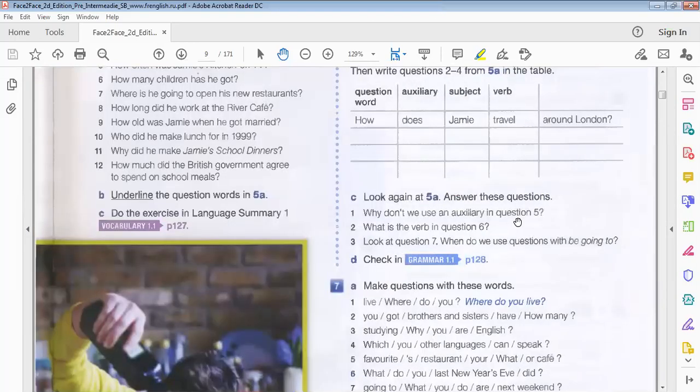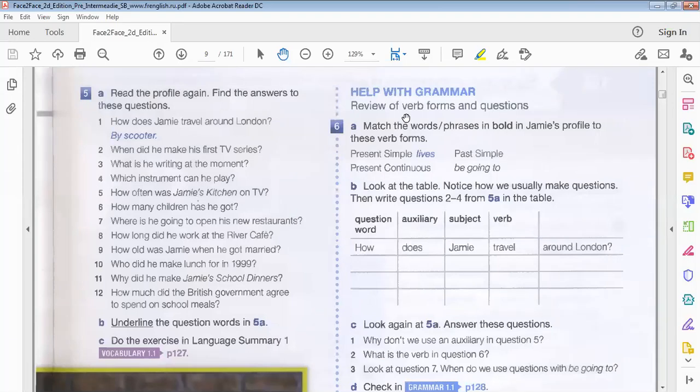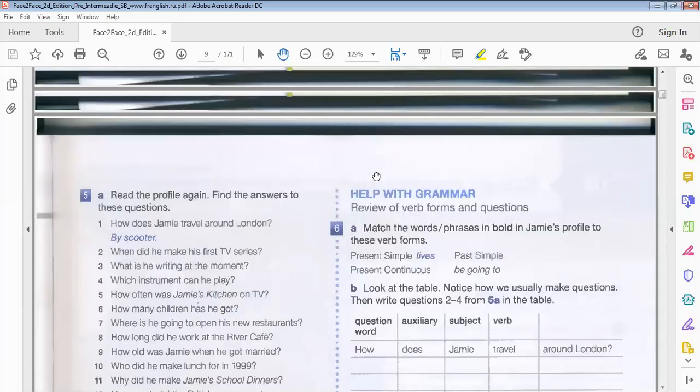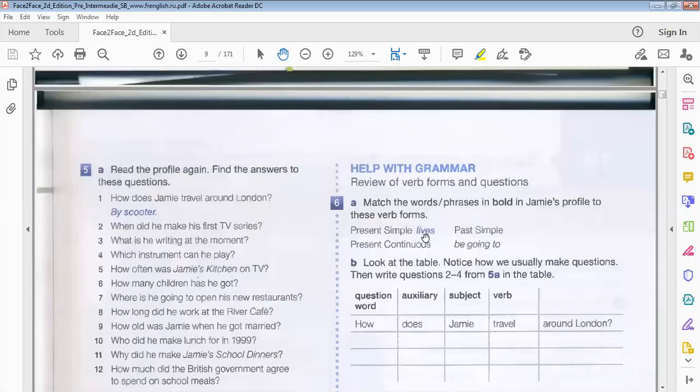Okay, so here we have a little bit of grammar. Now this grammar exercise, you can think of it as a nice revision of 4 different grammar tenses. So we have present simple, past simple, present continuous, and of course be going to. So all of these were included in elementary A and B, but now we want to just combine them together to answer this question. So the first question, question 6A, it says match the words, phrases in bold in Jamie's profile to these verb forms. So we need to take a look at the verb forms first, okay? So present simple, present continuous, past simple, and be going to.